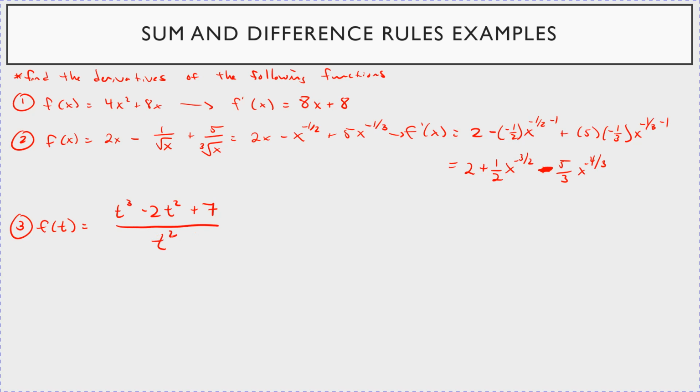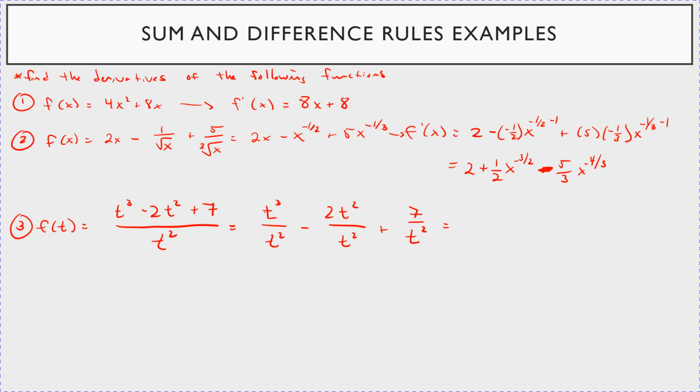So it's like, oh, what are we going to do to solve this one, right? I haven't talked about how you find the derivatives of rational expressions like this or rational functions. But hopefully you can see what you can do here. Because I just have a t squared down here, I can break this up. This is t cubed over t squared minus 2t squared all over t squared plus 7 over t squared.